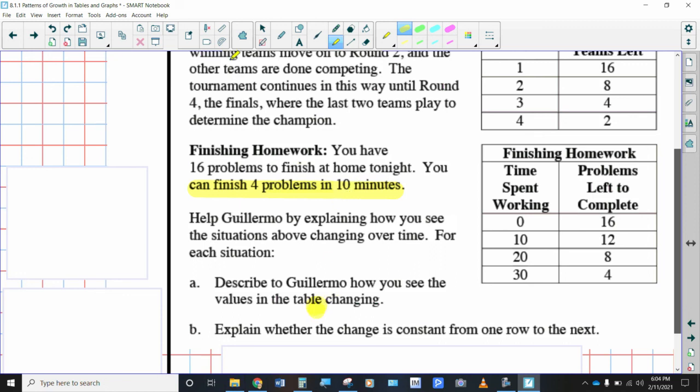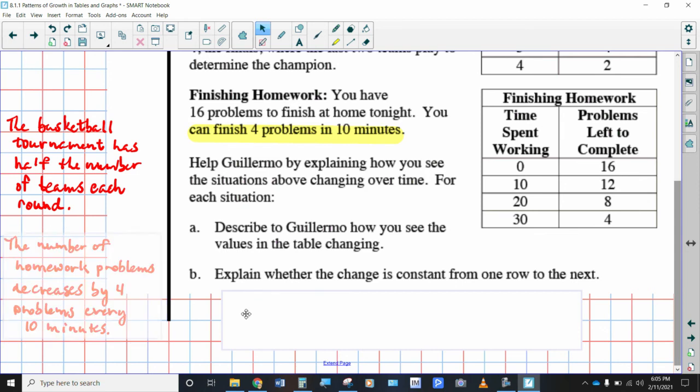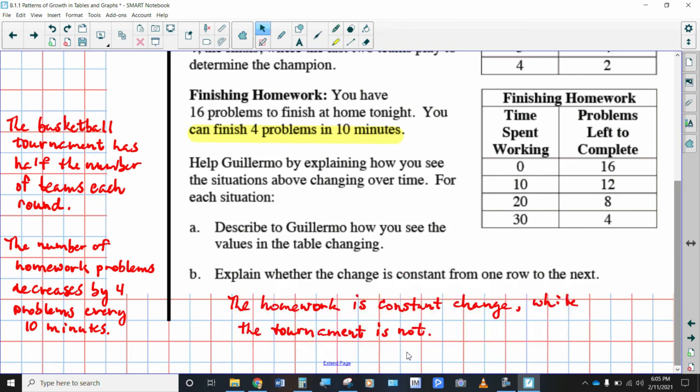So how do you see the changes taking place in each of these tables? What is going on there? Well, in the basketball tournament, each round is half the number of teams of the previous round. In the homework problem, the number of problems decreases by the same amount every 10 minutes. So one of these has a constant rate of change. The homework does. The tournament does not.